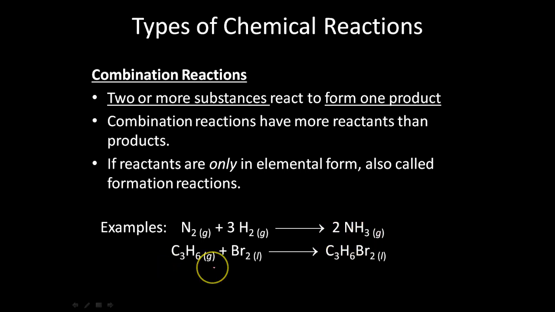Down here, this is obviously not a formation reaction because even though bromine is a liquid at room temperature and pressure and it's diatomic, just like shown here, we also have this C3H6, okay, and this is obviously not a species in its elemental form. This is a molecular compound with two different element types.